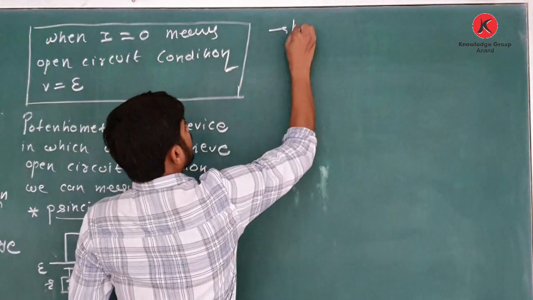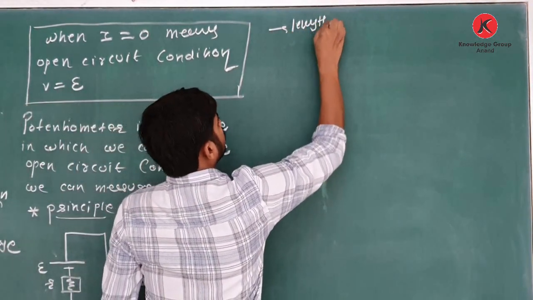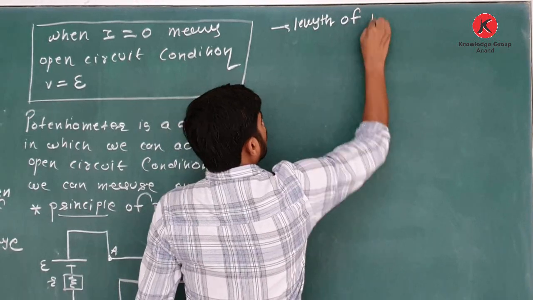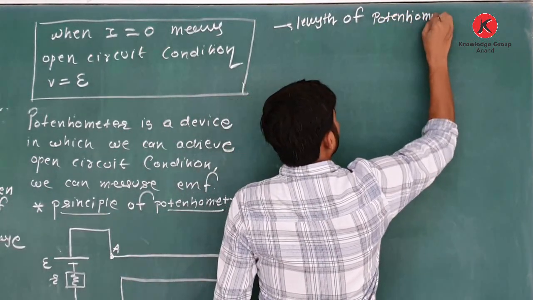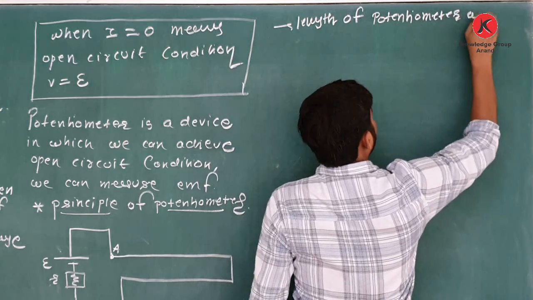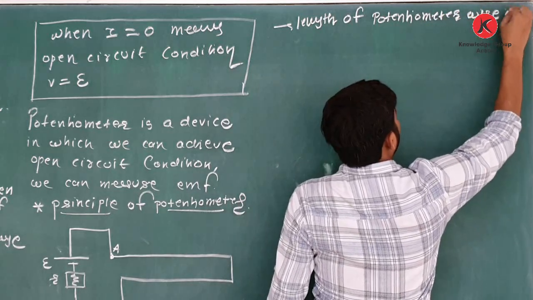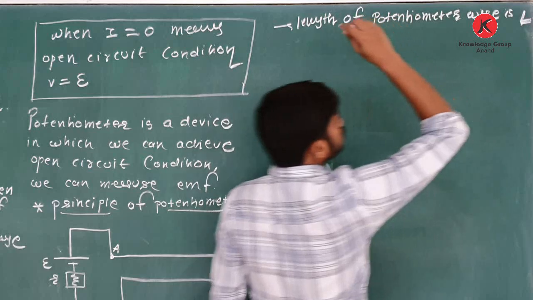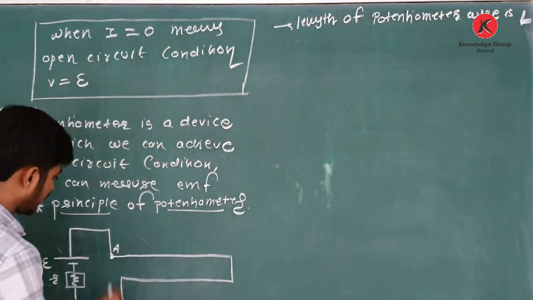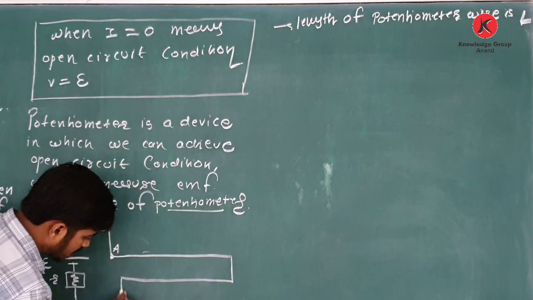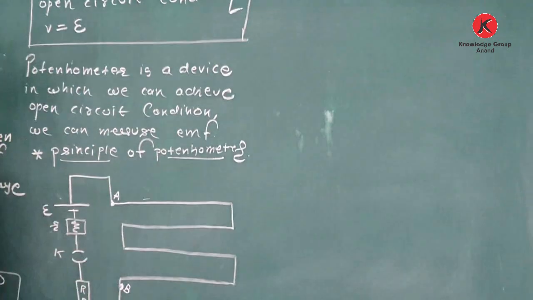Okay, see, length of potentiometer wire is L. I am assuming the length of the potentiometer wire is L, capital L. This length A to B is capital L.